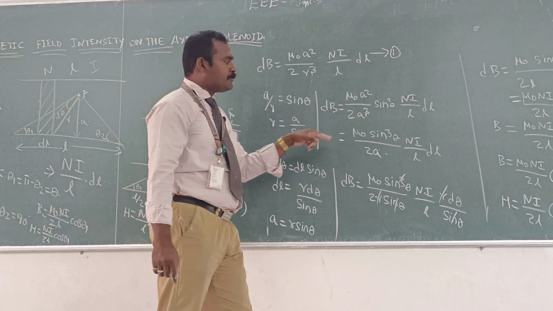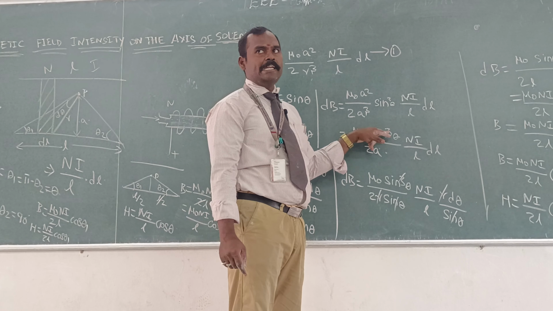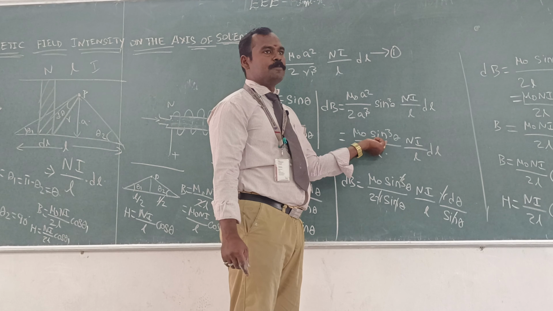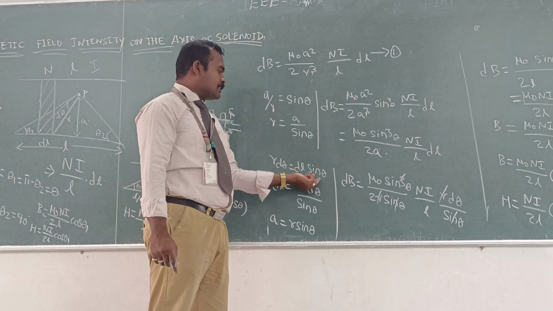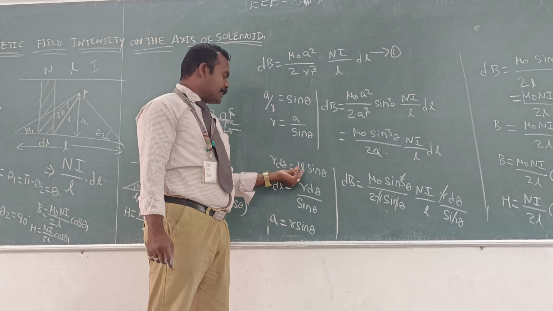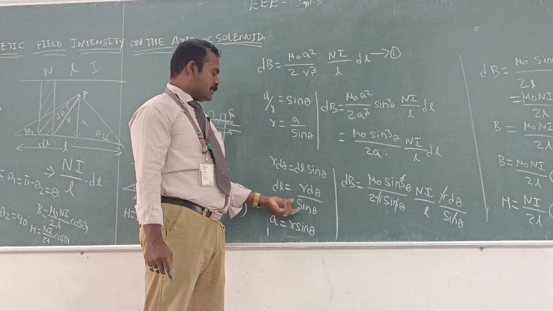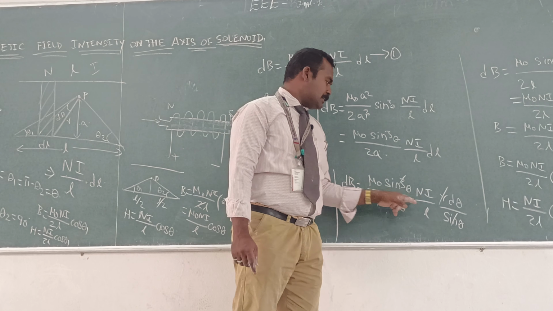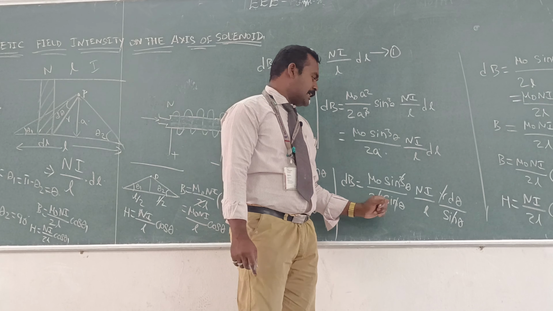So we need to simplify this expression in terms of a single sin. Here sin cube theta is there. In which way can we replace and eliminate the sin cube theta? According to that, we can find R d theta, which should be equal to dl sin theta. So dl should be equal to R d theta divided by sin theta. If you replace dl with R d theta divided by sin theta, you see the R term is also getting cancelled and sin theta is also getting cancelled.